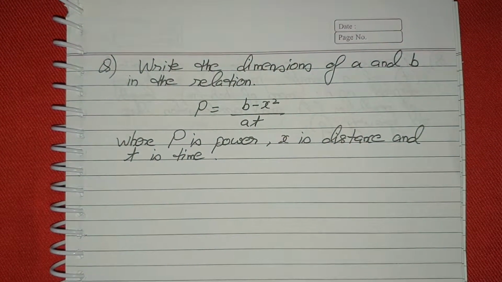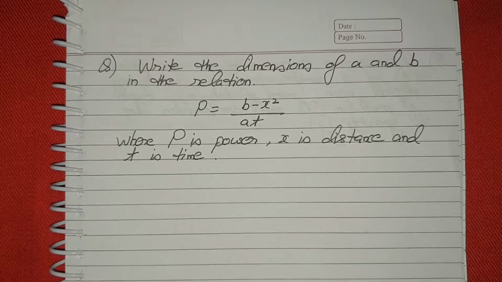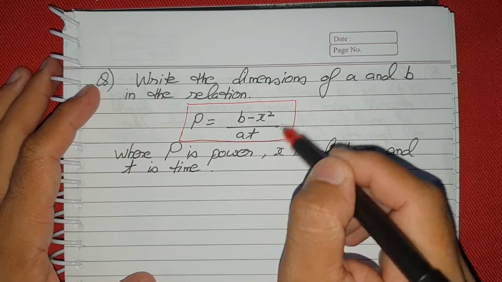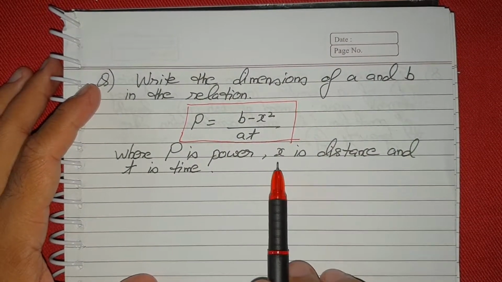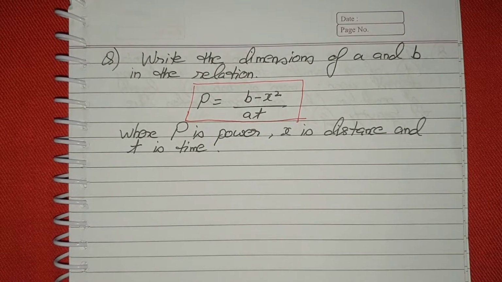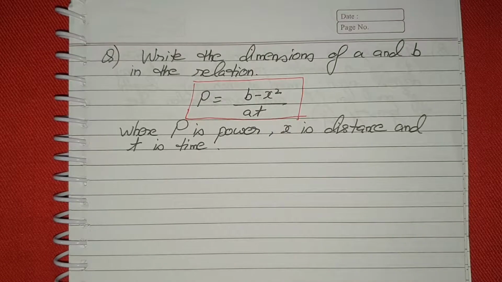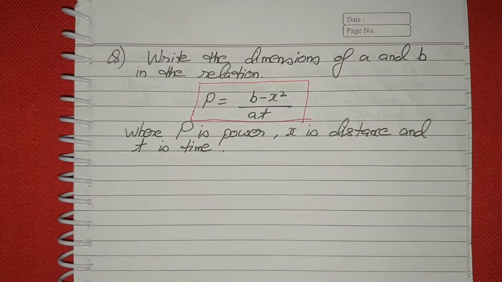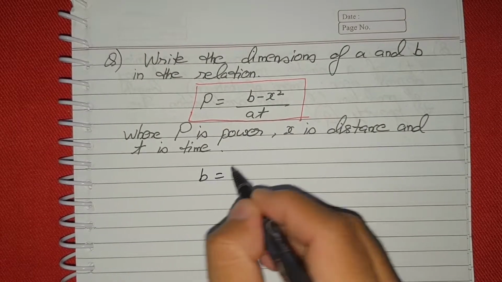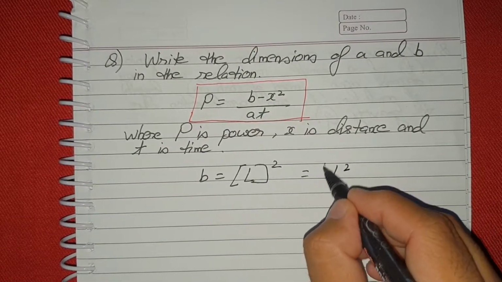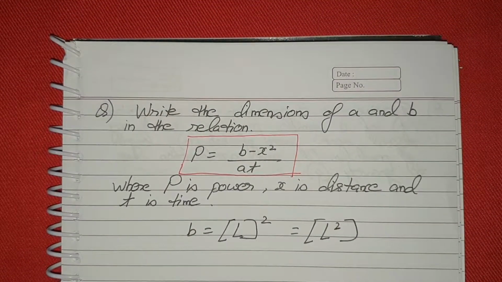So let's take one more example. Write the dimensions of A and B in the relation P equals (B minus X square) upon AT, where P is power, X is distance and T is time. X square is subtracted from B, therefore the dimensions of B are those of X square. X is length, so X square is L2. This is B. We have to find the dimensions of both A and B.